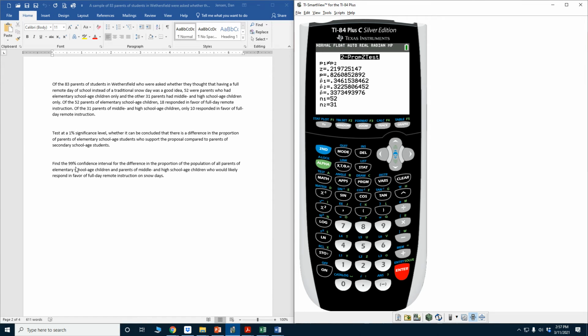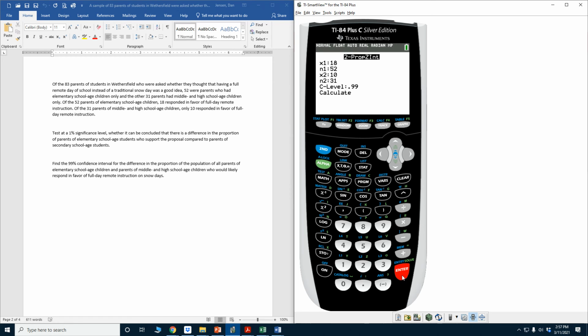If I want the 99% confidence interval, Stat, Test, and I'm going to go down to the two proportion Z interval. Okay, that's option B here, two proportion Z interval. And when I select that, notice again, it has already pulled in my data. X1 is 18 and n1 is 52.